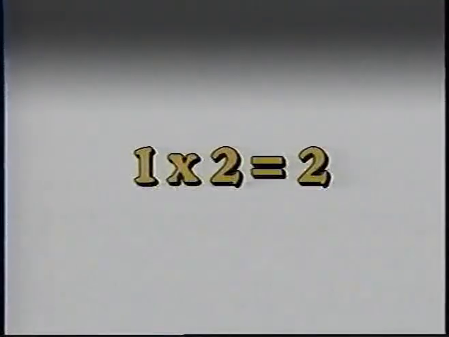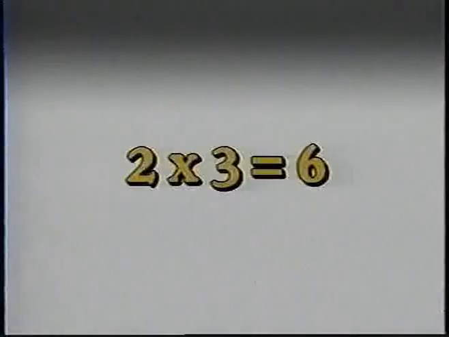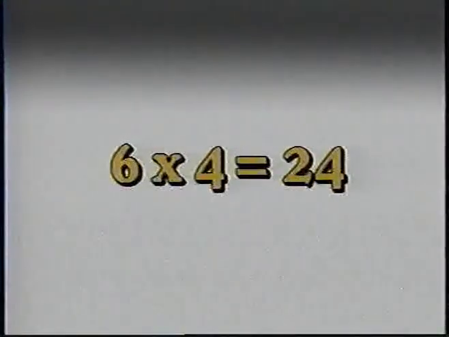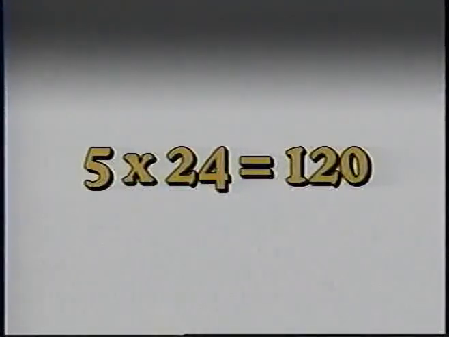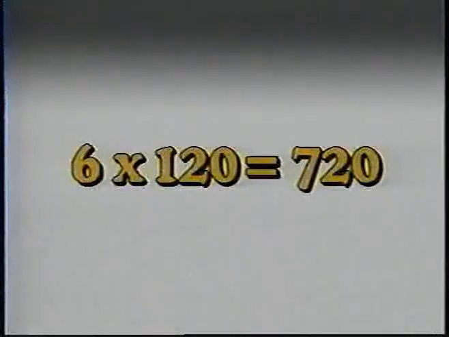1 times 2 equals 2. 2 times 3 equals 6. And 6 times 4 equals 24. If you wanted to determine the number of combinations that 5 moves would produce, then multiply 5 times 24, which will give you an answer of 120. 6 times 120 is equal to 720, etc. Please view the tape to see how this concept is applied.